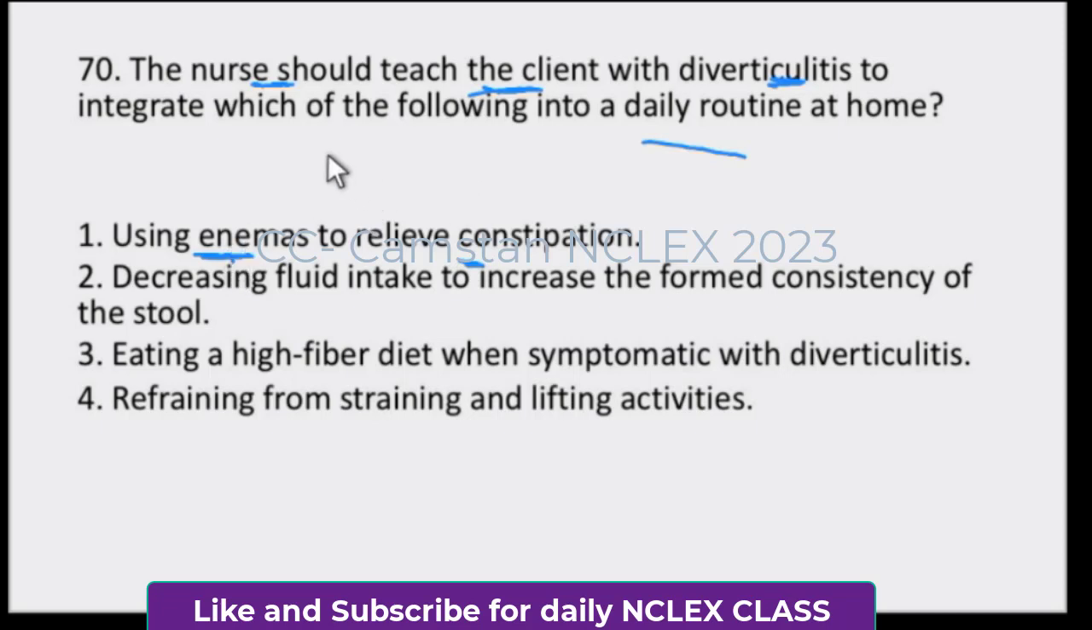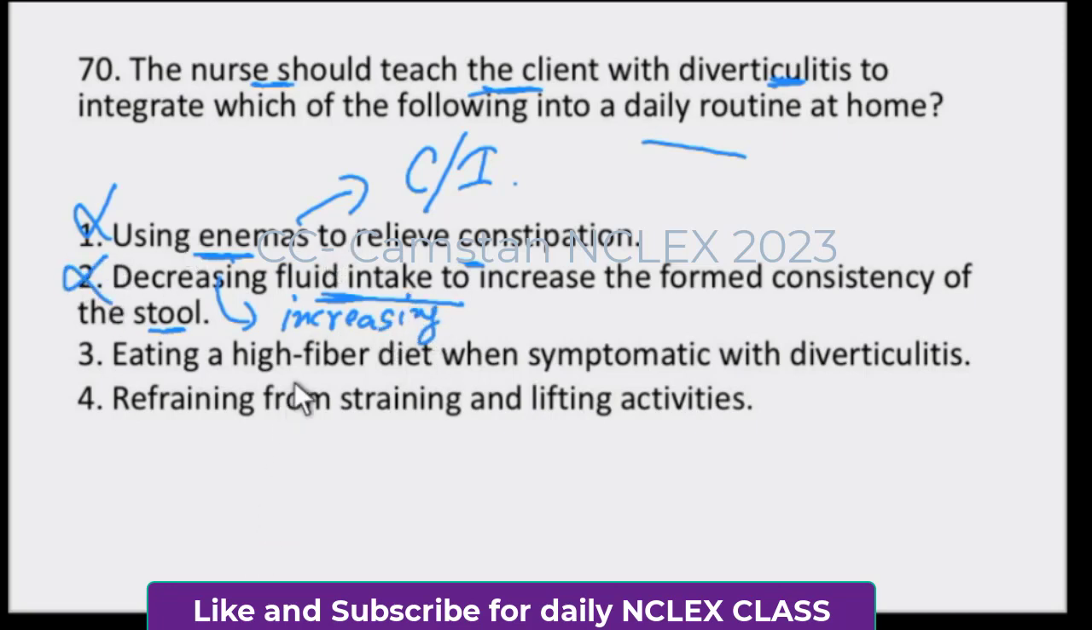In the previous question, we read that enemas are contraindicated because they increase intestinal pressure and can lead to peritonitis. So enemas are contraindicated. So this option is incorrect. Next is decreasing fluid intake to increase the formed consistency of the stool. As I told you, the patient with diverticulitis presents with nausea and vomiting. So we cannot decrease the fluid intake. Instead, the fluid intake should be increased to promote soft formed stools. So not decreasing, it should be increasing. So this option is also incorrect. Third one is eating a high fiber diet when symptomatic with diverticulitis. This option is correct, right?